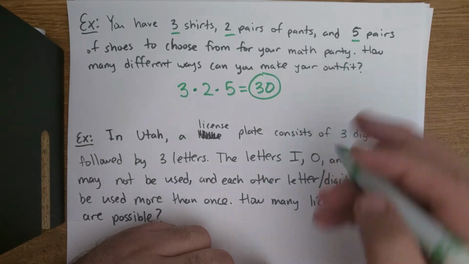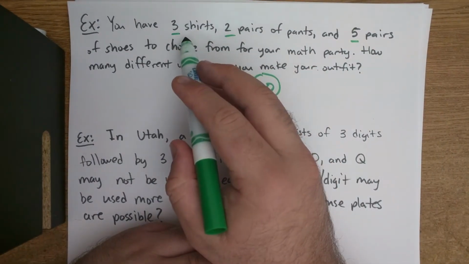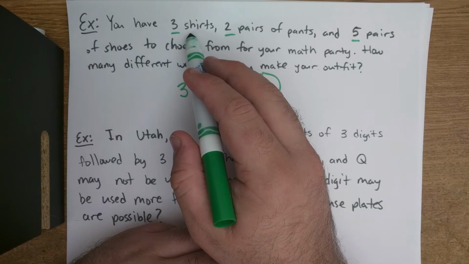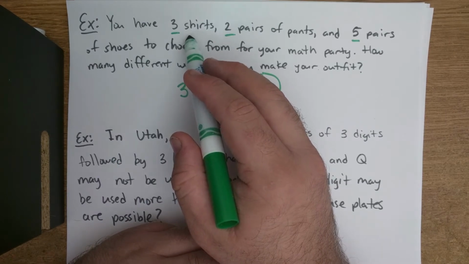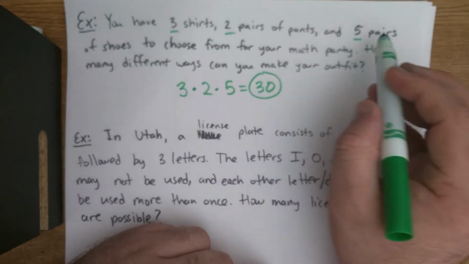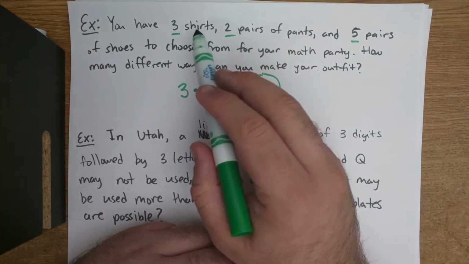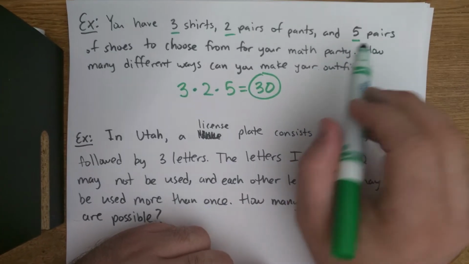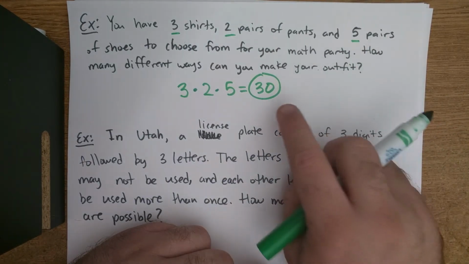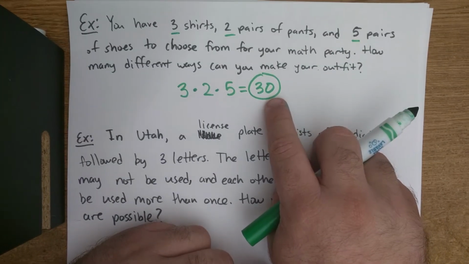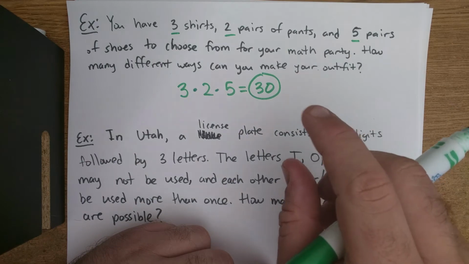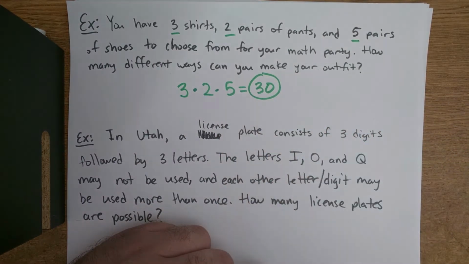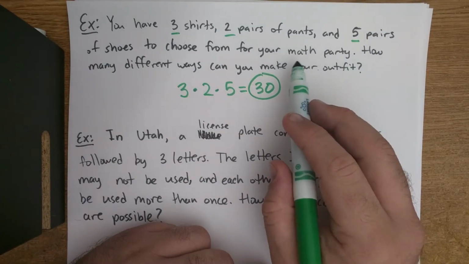So, again, what that means is, let's say, okay, you have 3 shirts. The first shirt you choose can go with 1 pair of pants and 1 pair of shoes. But that same shirt you just chose could go with the other pair of pants and then one of the other pairs of shoes. And you have all these different combinations. So you have a total of 30 different ways to match your shirts, your pants, and your shoes for your awesome math party.